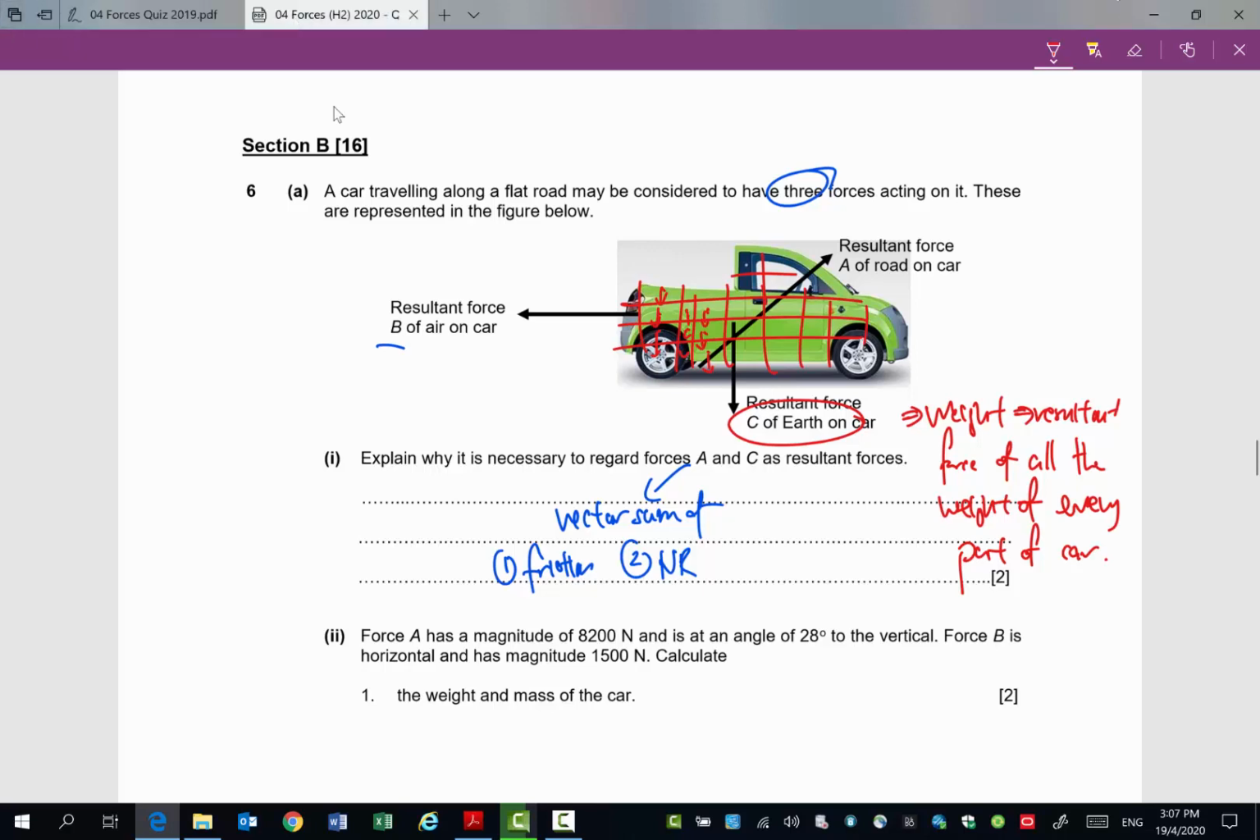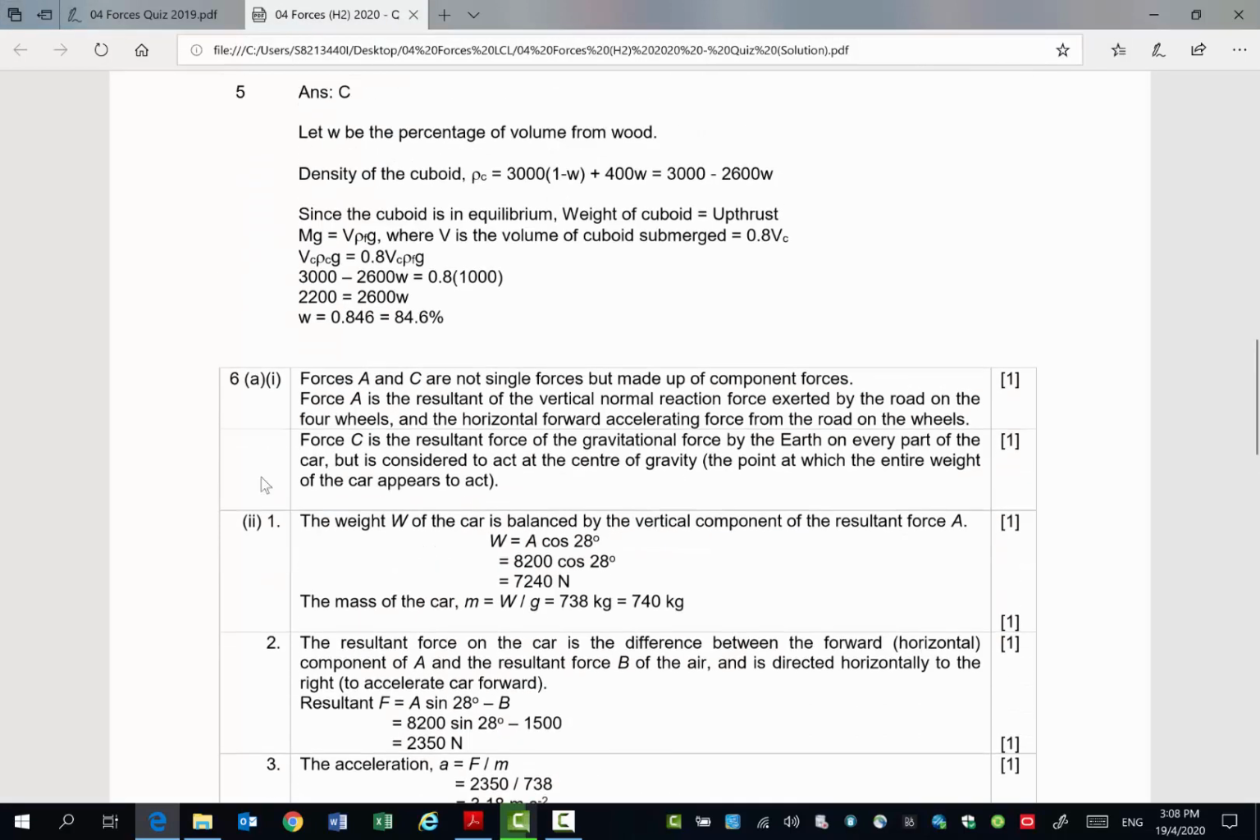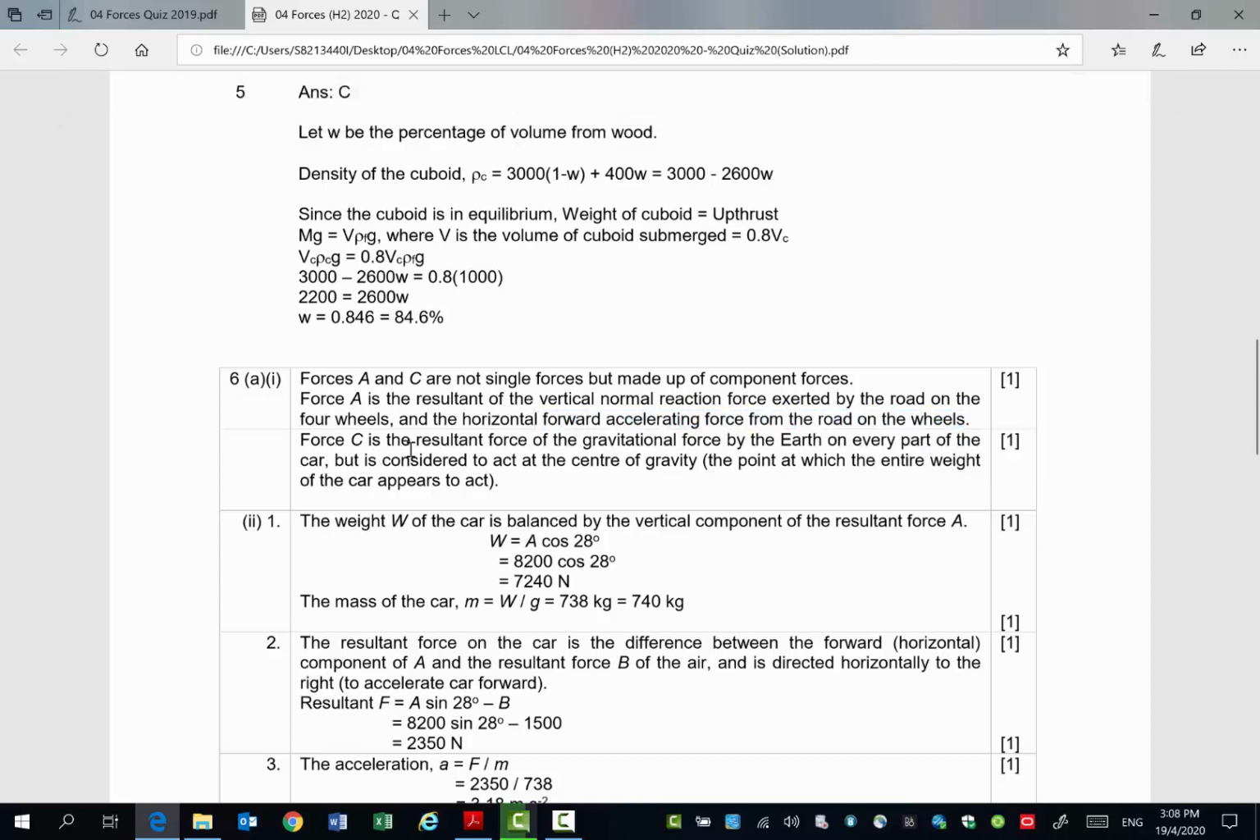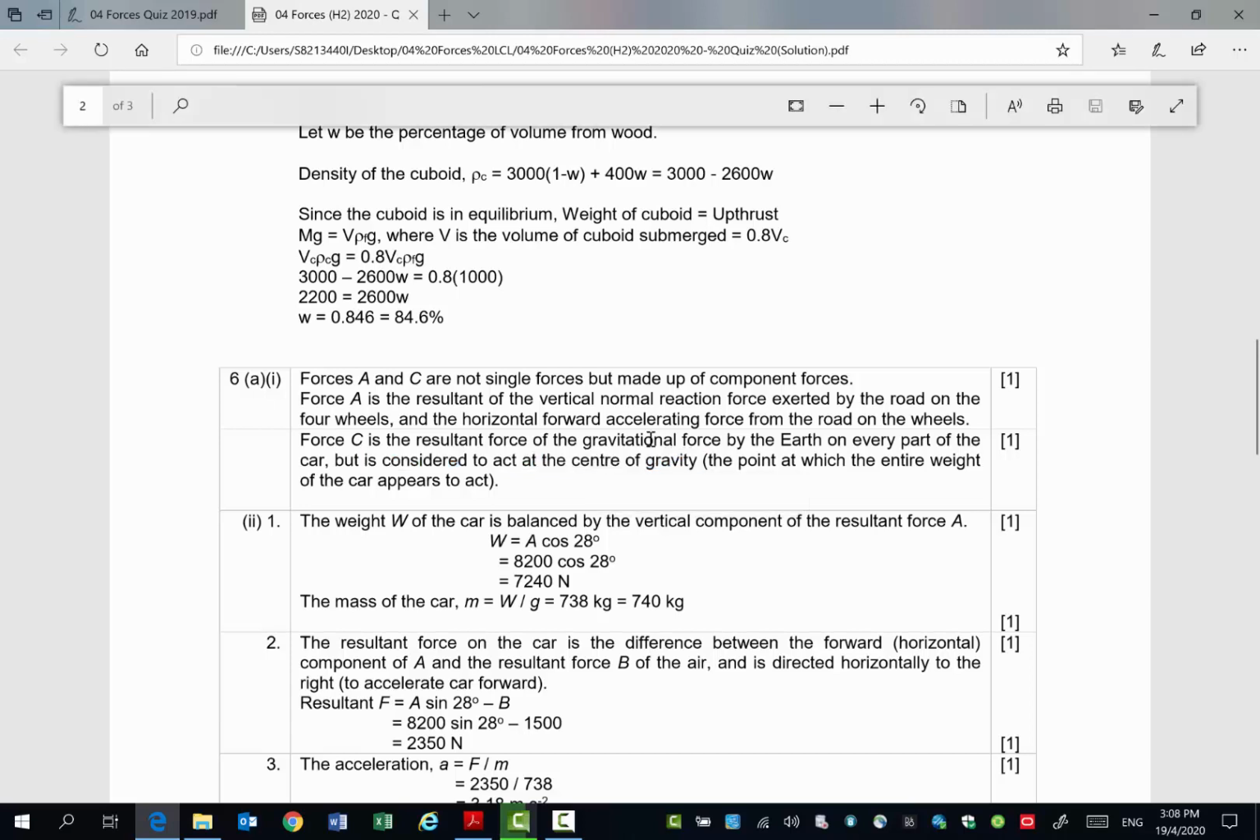So let me show you the typewritten solution. Force A is the resultant of the vertical normal reaction force as well as the horizontal forward friction from the road on the wheels. Force C is the resultant force of the gravitational force by Earth on every part of the car, but it is only considered to act at the center of gravity. It is really just a pure mathematical convenience.